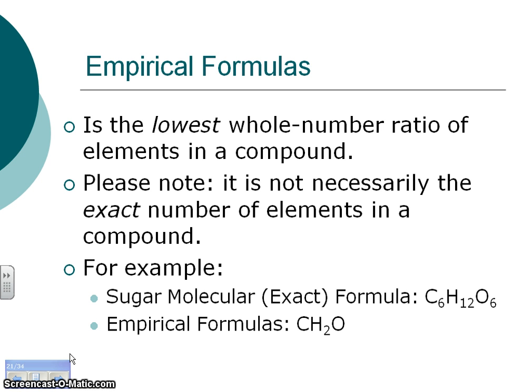So if we looked at sugar, all right, sugar is C6H12O6. That's its exact formula. That means it's got 6 carbon atoms, 12 hydrogen atoms, and 6 oxygen atoms. But if we looked at the lowest whole number ratio of sugar, the empirical formula would be CH2O. All right, everything's divisible by 6.